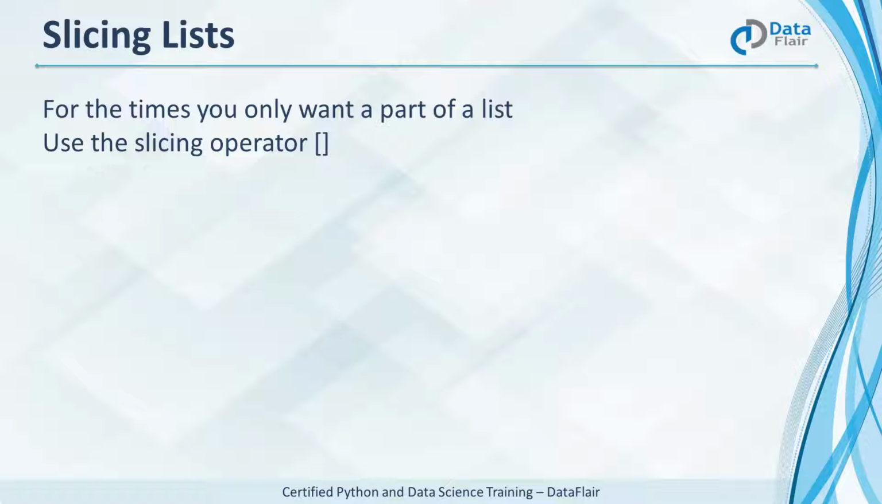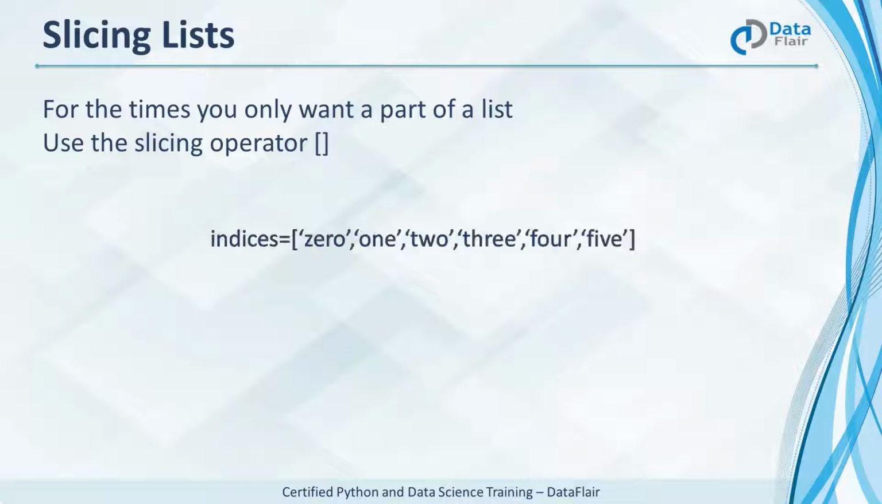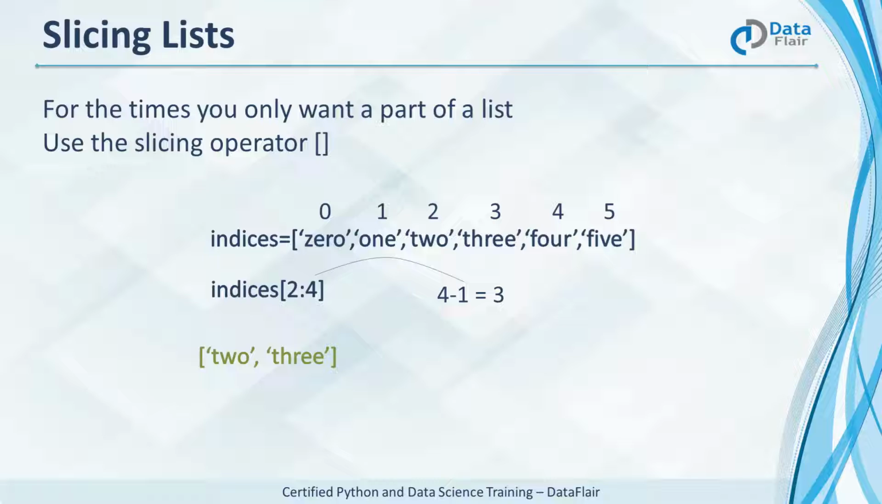To access only a part of a list, you can slice it. This is list[2:4]. This slice gives us the values at indices 2 to 3, which is 4 minus 1. This gives us the list 2 and 3. Let's see how this happens. This list has indices 0 to 5 since it has 6 values. This slice goes from index 2 to 3.